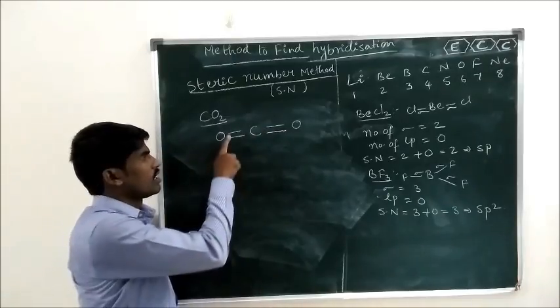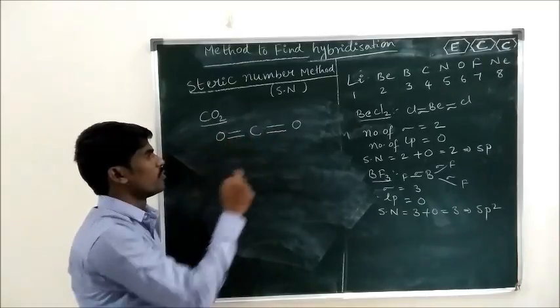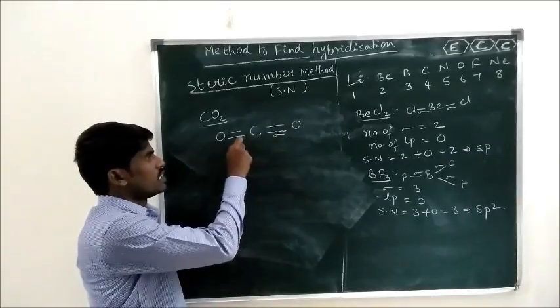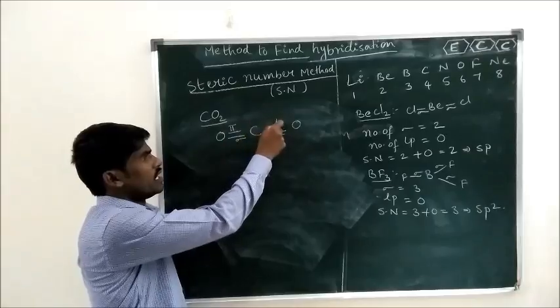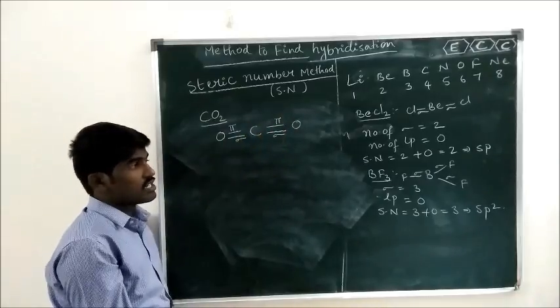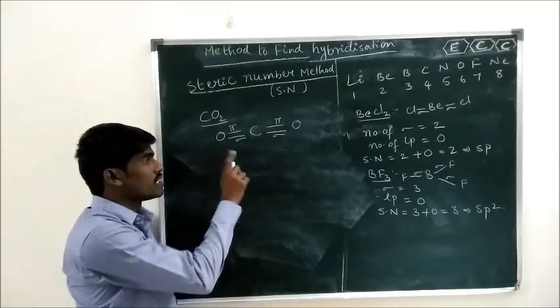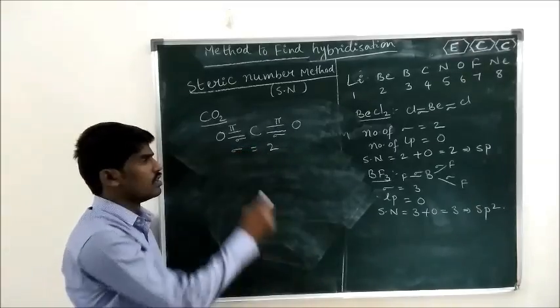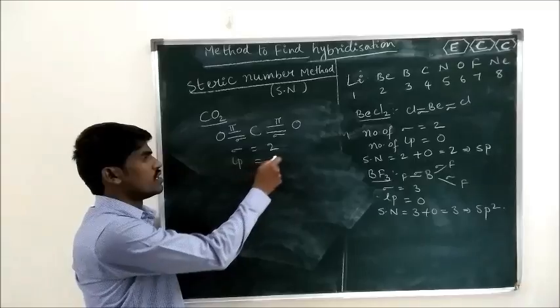Right? Here it can form 2 bonds and here 2 bonds. Total number of bonds are equal to 4. It is sigma, but it is pi and it is pi. As you know, in the formula you will consider only sigma bonds but not pi bonds. Sigma bonds are equal to 2. Lone pairs are equal to 0.